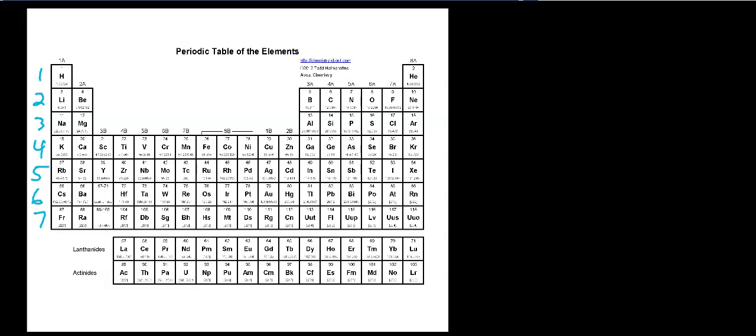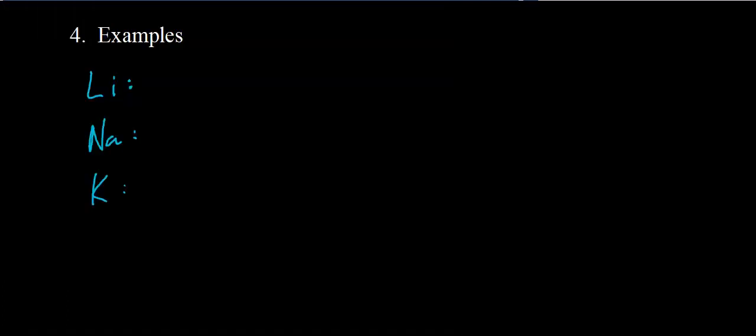Again, we always start with the S, so start all the way on the left. Again, this time we're only showing the electrons in the highest energy level. We start with 2S, and lithium is the first position in the S block, so 2S1.